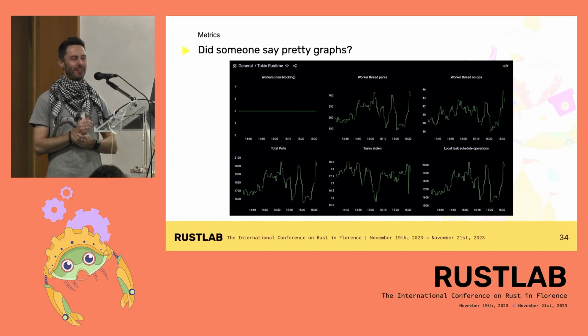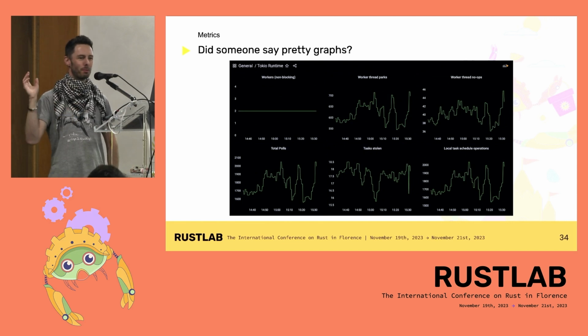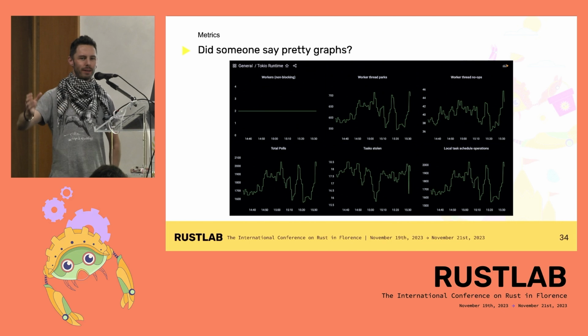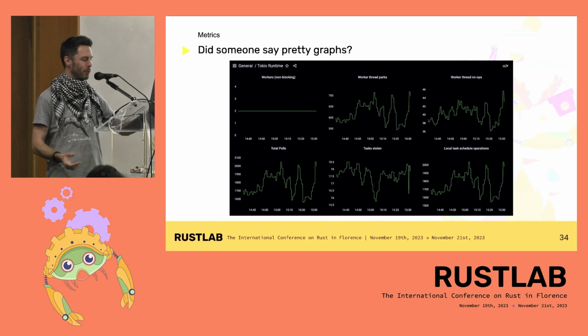Pretty graphs. I'm not going to go into this, but basically you stuff all these metrics into Prometheus. It makes it very easy to then query them from something like Grafana and get your alerts on that if that's something you're interested in, and learn a lot more about what your async application is doing.